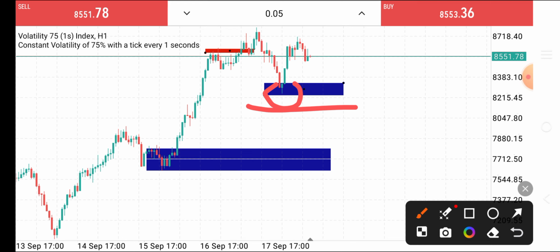If you have $200, $300, $100, I would advise you to go over to the 15-minute time frame and still spot the same condition in the 15-minute time frame and enter. So let's go over to the 15 minutes time frame.